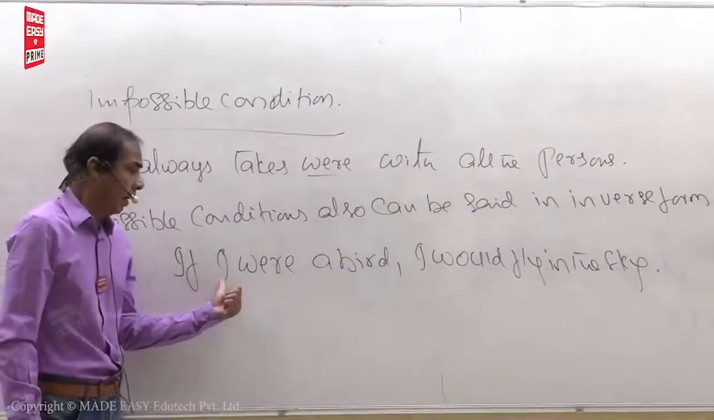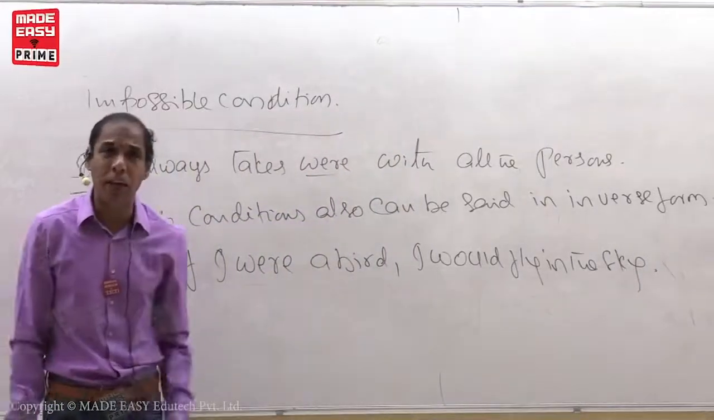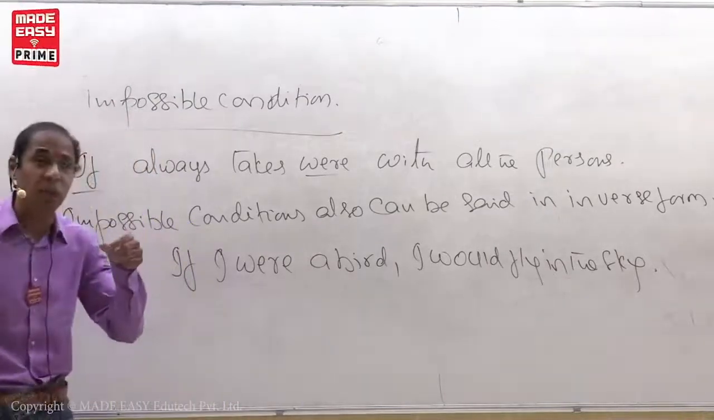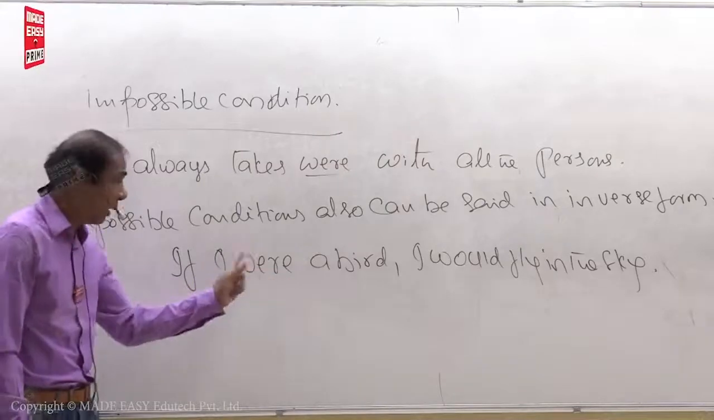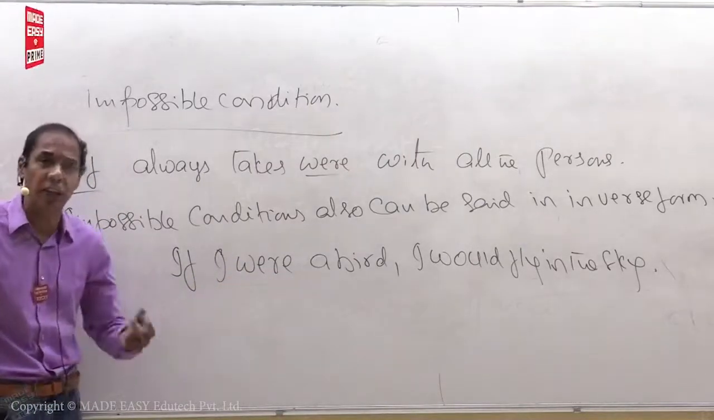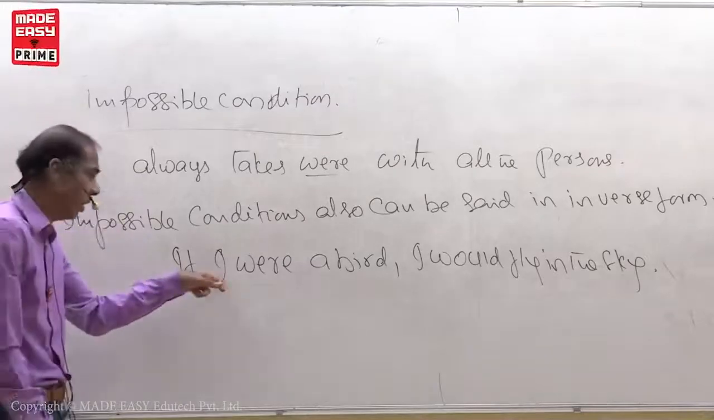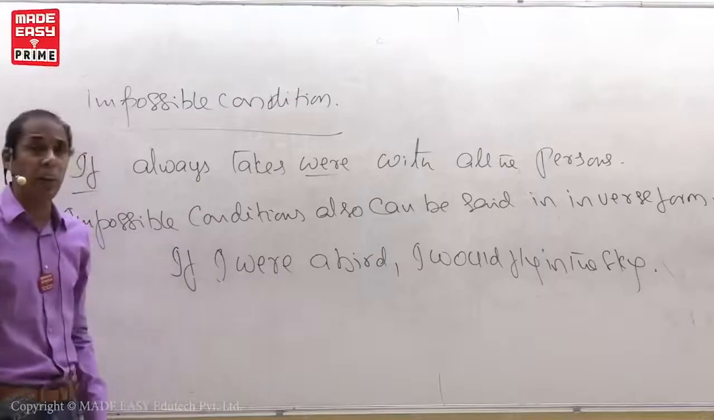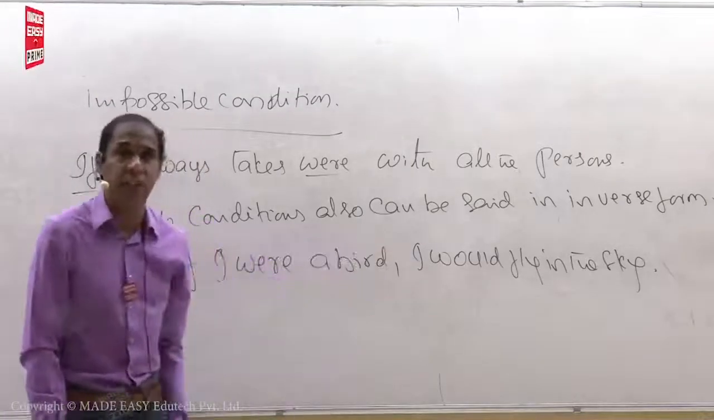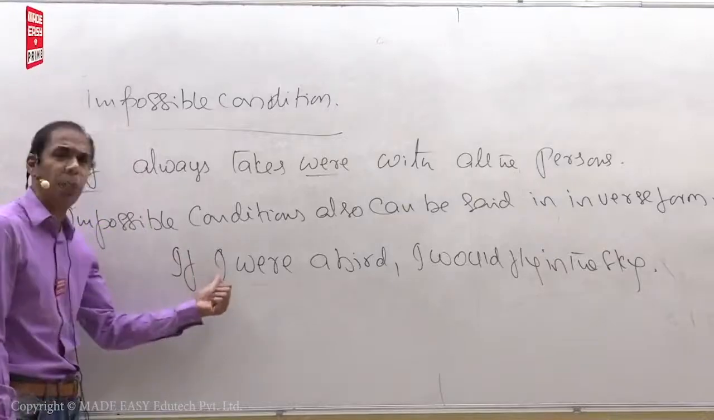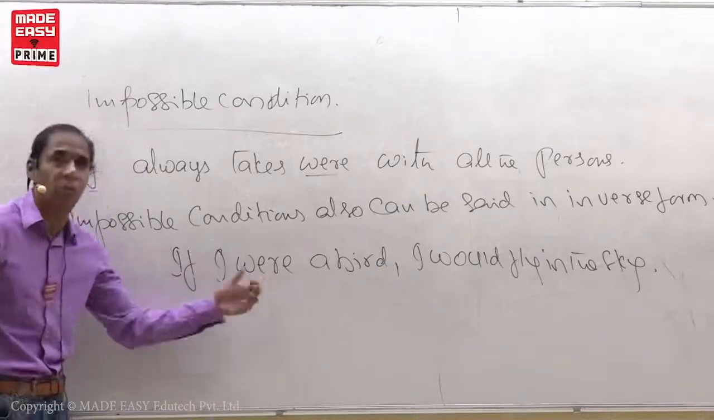See, if I were a bird, can I become a bird? I never can become a bird. Impossible. In the case of impossible conditions like this, whatever the person is here, I, we, you, he, she, it, if always takes were. If I were a bird, I would fly in the sky. Irrespective of the person, if always takes were.